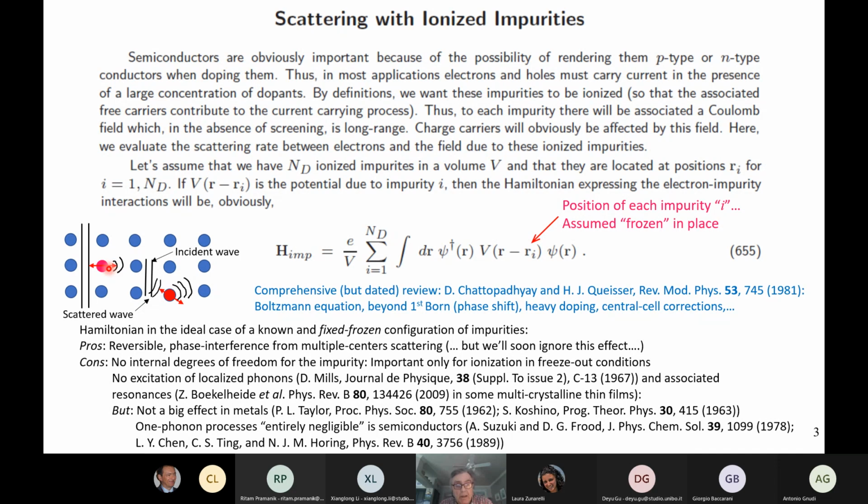Another possibility of having an inelastic process would be accounting for the fact that the impurity may have, beyond the possibility of moving, some internal degrees of freedom, the electronic states of the impurity. This may be an important effect when the impurity actually is not ionized, such as in freeze-out. If you go to very low temperature, the impurity level has a depth which may now be bigger than the thermal energy at sufficiently low temperature. So the impurity will not be ionized.